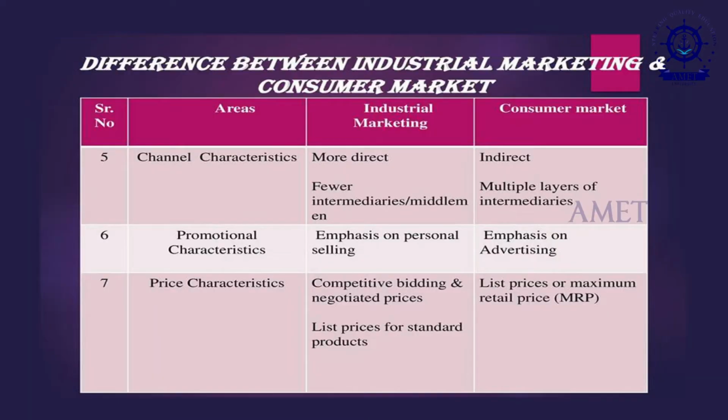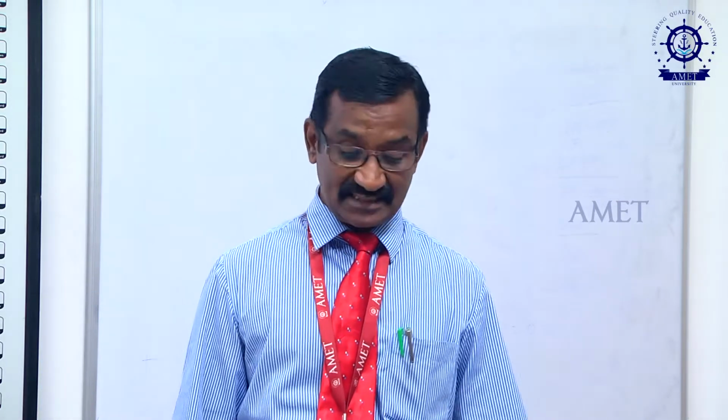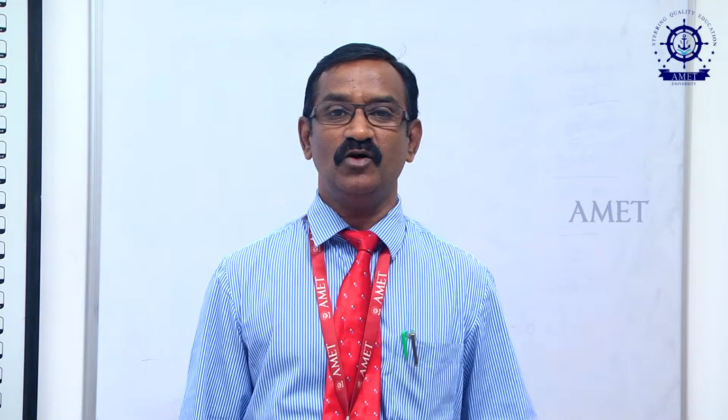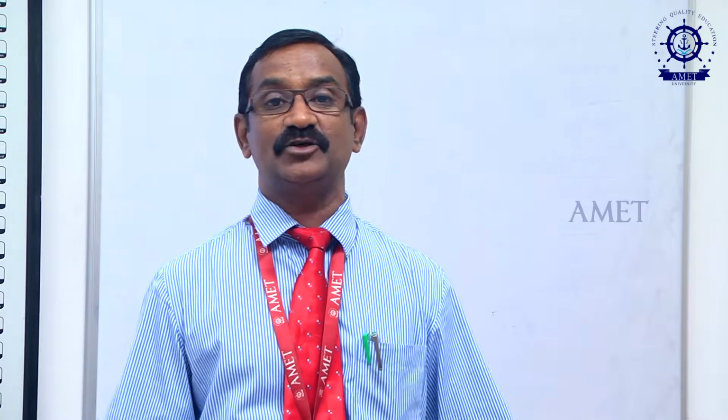The fourth point is channel characteristics. What is a channel? From the manufacturer to the end users, the middlemen in between the producers and the consumers form what we call a channel. In industrial marketing, mostly direct channels are used, with few intermediaries involved. But in consumer marketing, it is almost always indirect channels, because consumers are scattered all over the place. They are not an organization, so producers or marketers do not send the commodity directly to the end user. They prefer indirect channels.